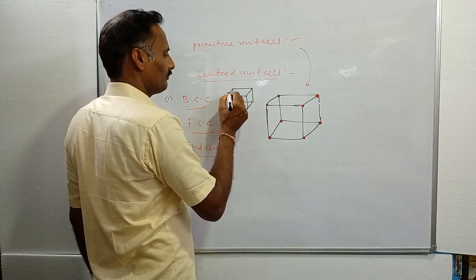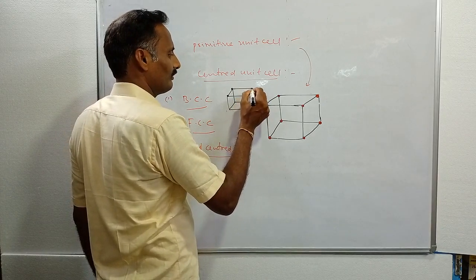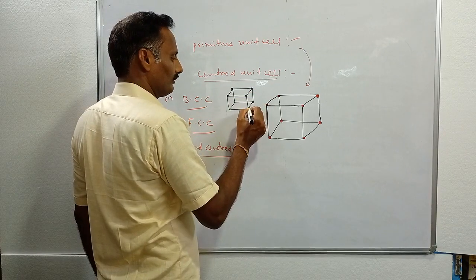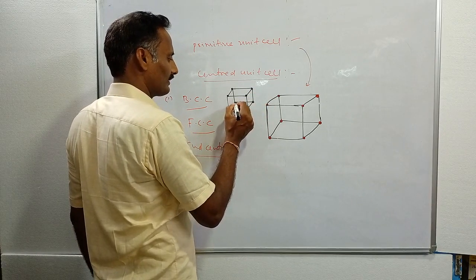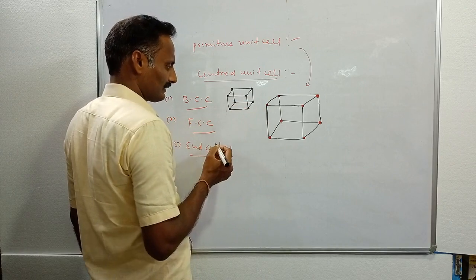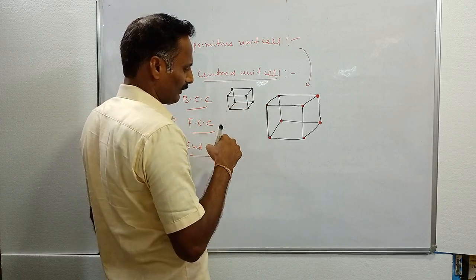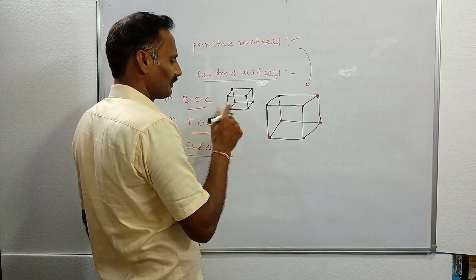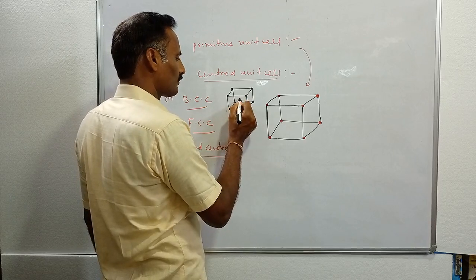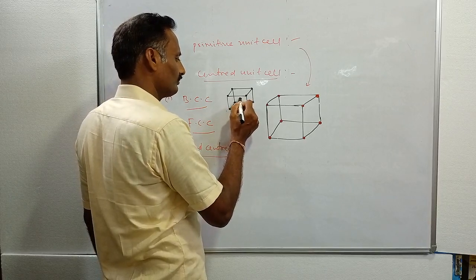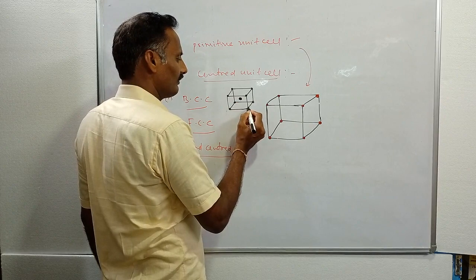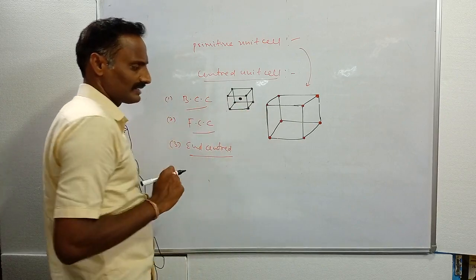Here this is a corner, there are 8 corners in a cube. This is a cube, it contains 8 corners, and 8 corners contain 8 particles. Along with 8 particles at the corners, in addition to 8 corners, one particle is present at the body center. This type of unit cell is called a body centered unit cell.